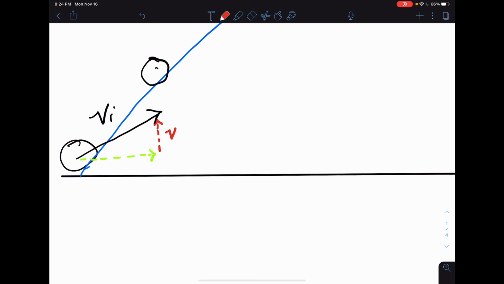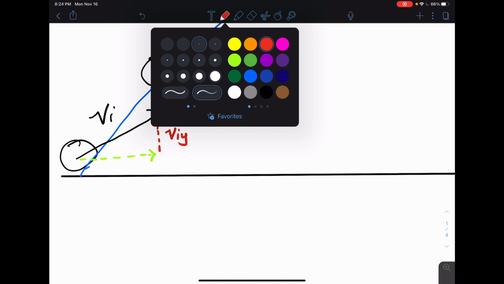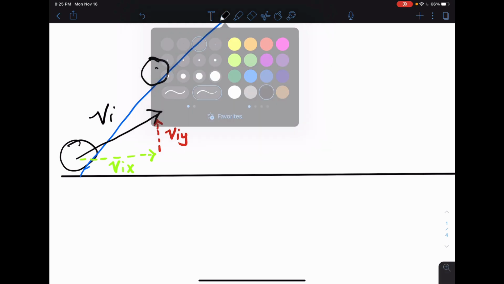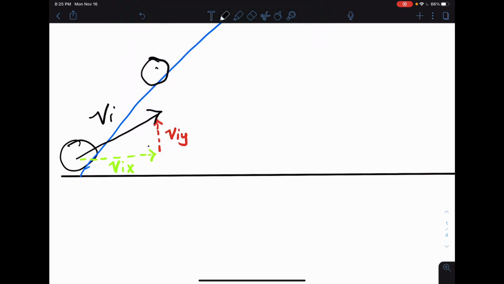So I'm saying that this is going to be VIY right here, and this green one is going to be VIX. Hopefully you can see that. It's not too hard to see with that bright green. This creates a 90-degree right triangle, which are right angles right there. Here we have the angle that this is launched at. This will be theta, right? You get the idea, just like we worked on before.